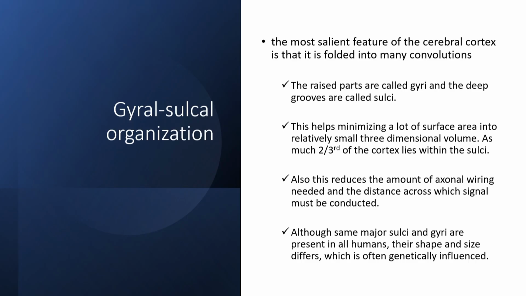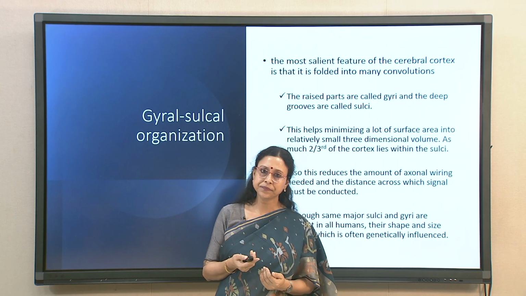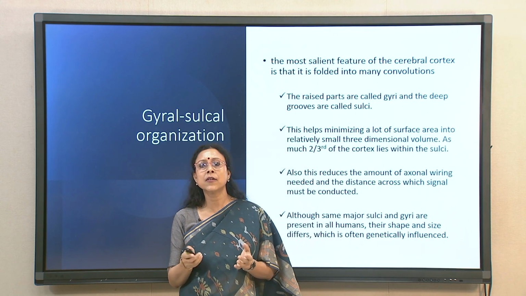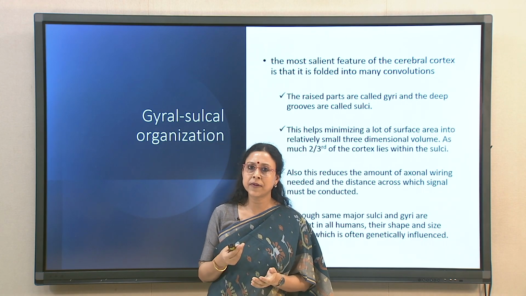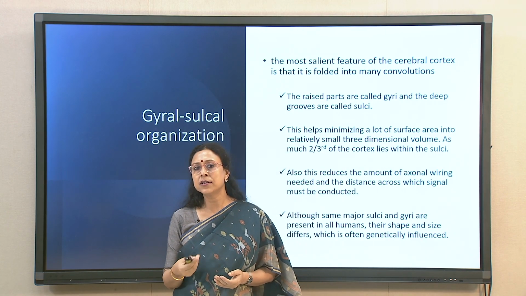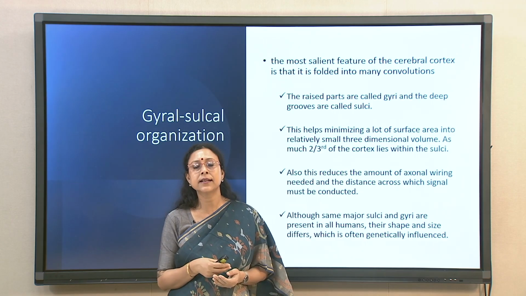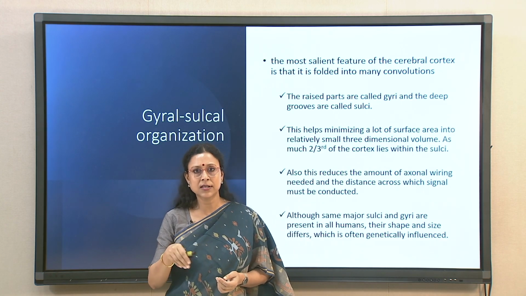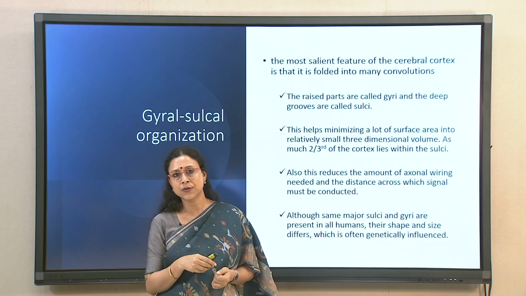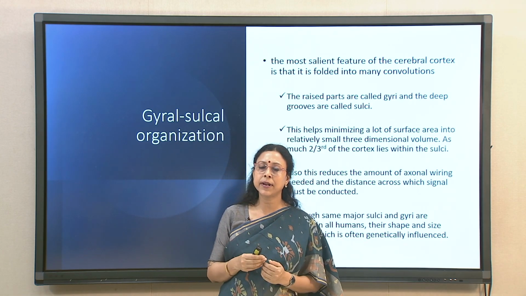So, the most simplistic way of looking at it is the gyral-sulcal organization, something that you see with your naked eye. What does it basically mean? The brain is a convoluted structure, not a simple spherical sort of object. It has a convoluted surface, which means some parts are raised and there are some grooves and so on. That is how the human brain is structured.